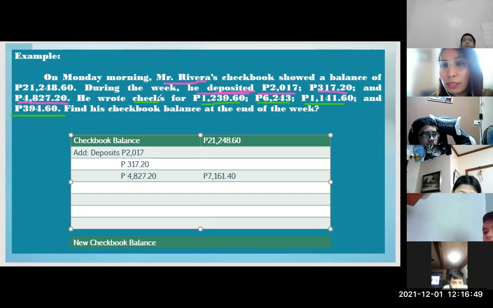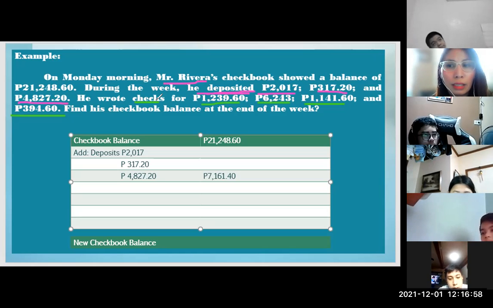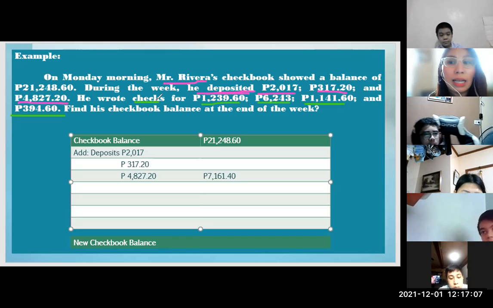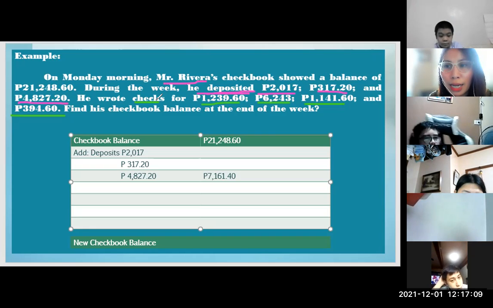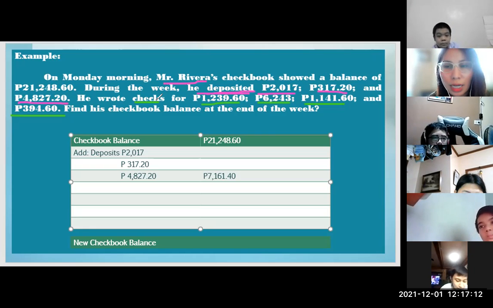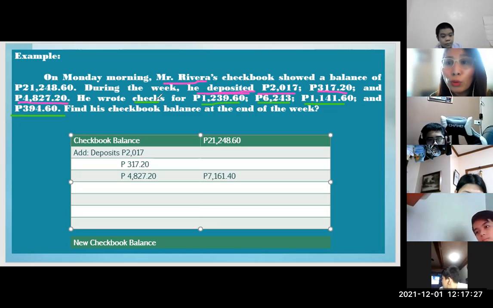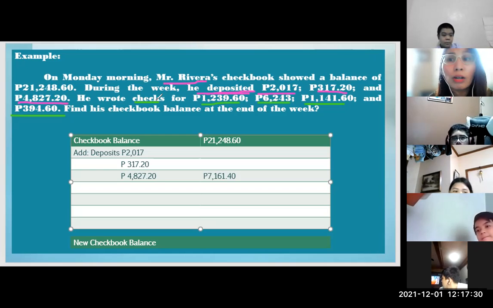He wrote checks. Is it deduction or addition? Pili ka po isa. What do you think is the better answer? Addition po. Okay, he wrote checks. Nagsulat, Tagalogin natin. Nagsulat siya ng cheque. Sure? Opo. What's your final answer? Deduction po. Deduction, correct. Kapag nagsulat ka ng cheque, it means those checks are already issued.